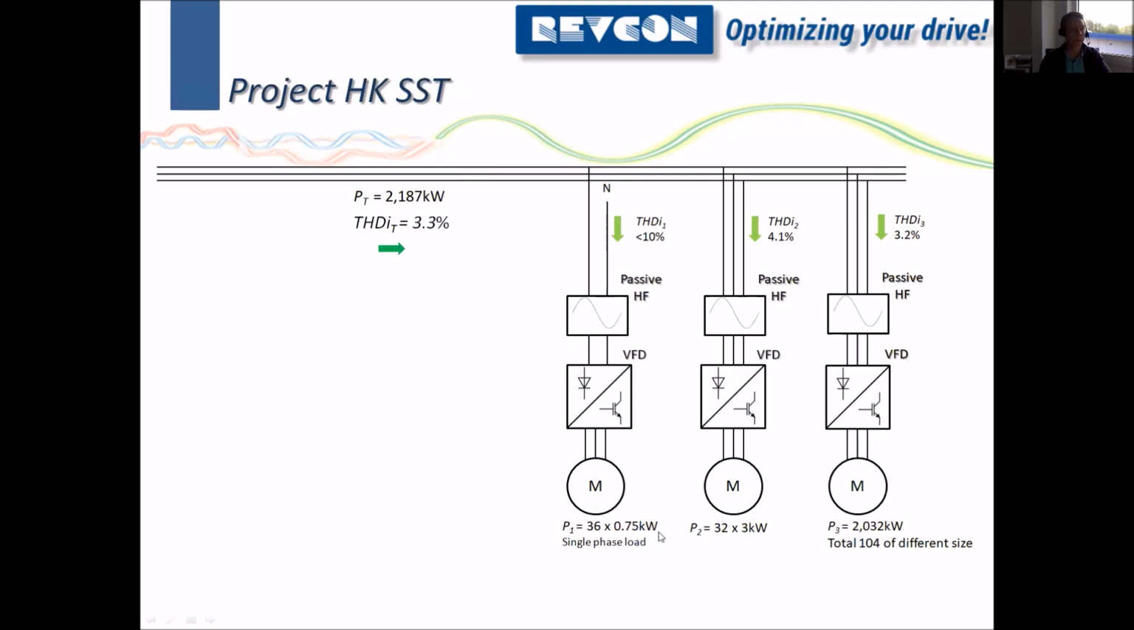But this means 36 small passive harmonic filters for 0.75 kilowatt motors. Then we have 32 passive harmonic filters for 3 kilowatts. So almost 70 passive harmonic filters for a very small amount of energy. And then we had 104 different size drives with a lot of different passive harmonic filters.